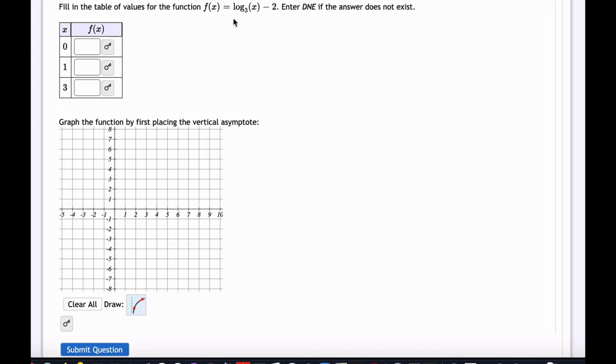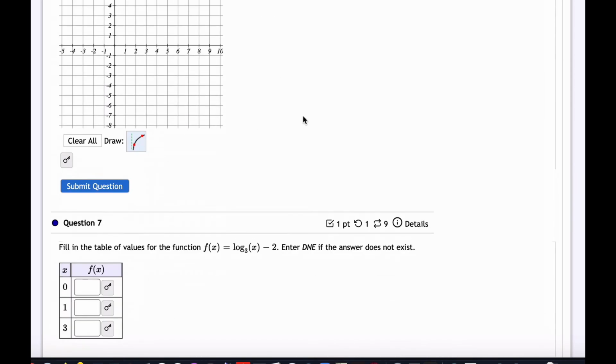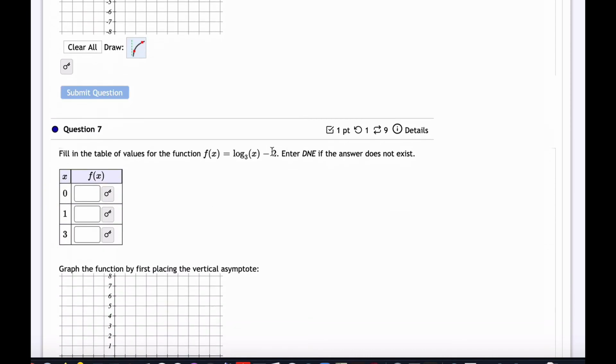Question 7 is almost the same, except they give you a different log graph and they transform it differently. So instead of multiplying it by -5, we're subtracting 2 from it. This is also a vertical transformation. I think what you'll see is this shifts the graph down by 2 units. But you don't need to know that to answer the question.